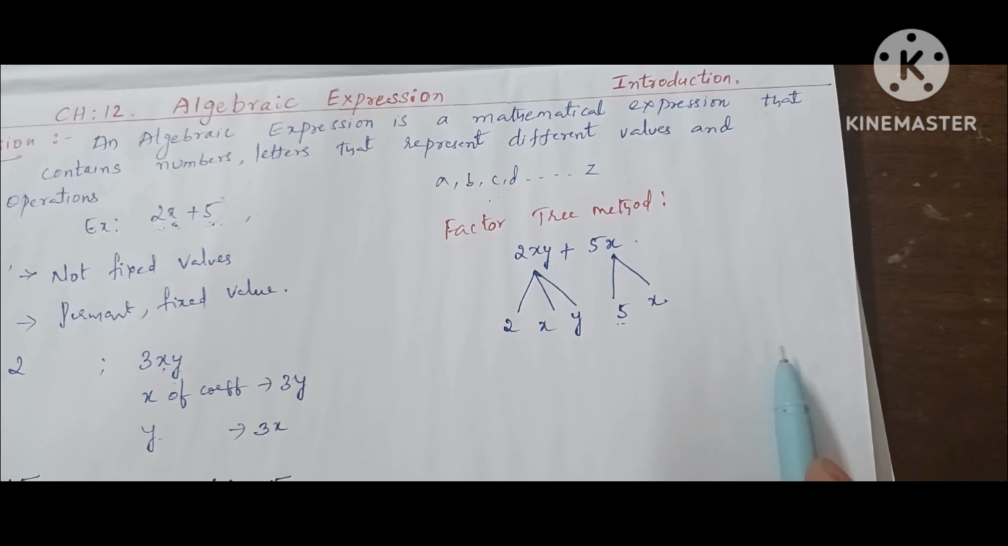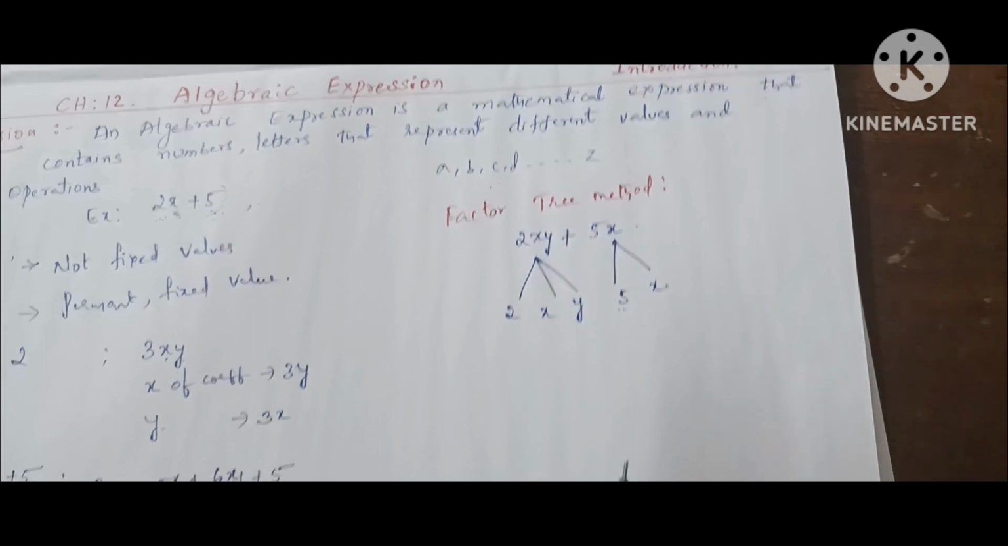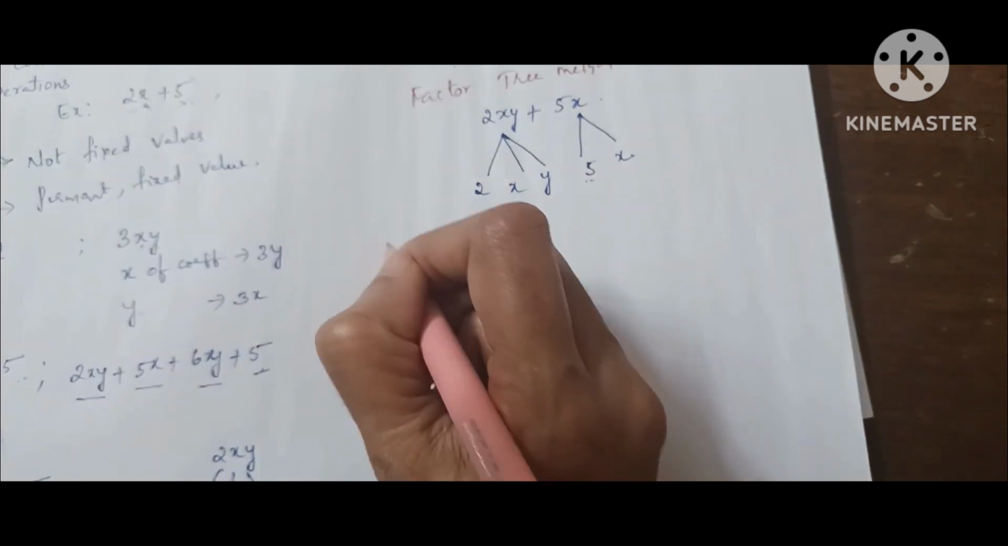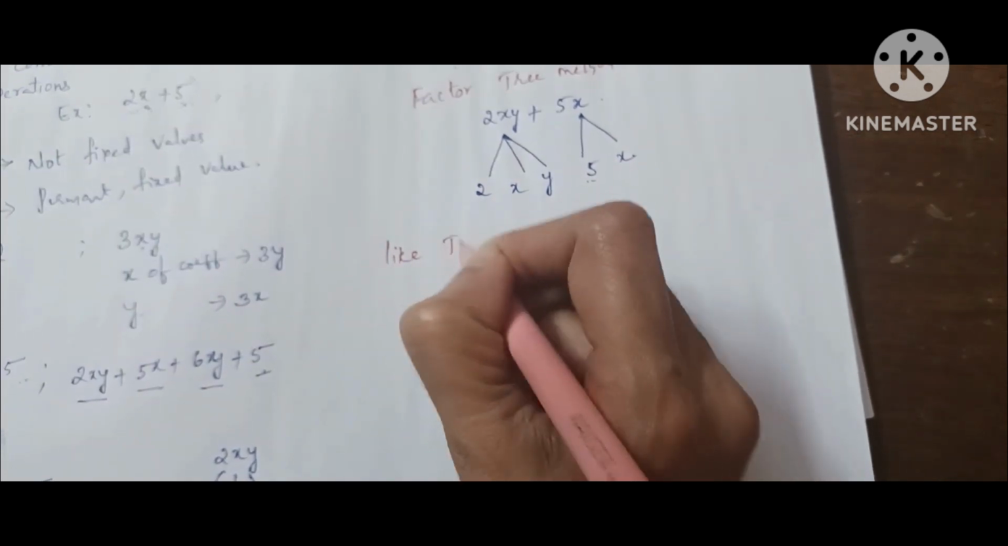Then how many terms are there? 2xy is the first term and 5x is another term. Then the terms are again classified into two types. One is the like term and another is the unlike term. First we will see what like terms are.